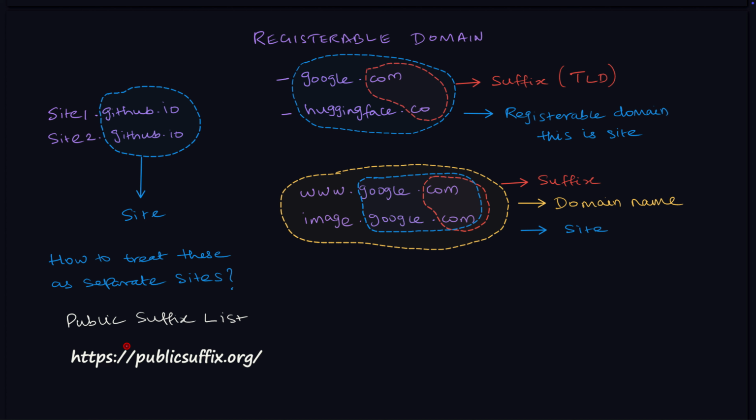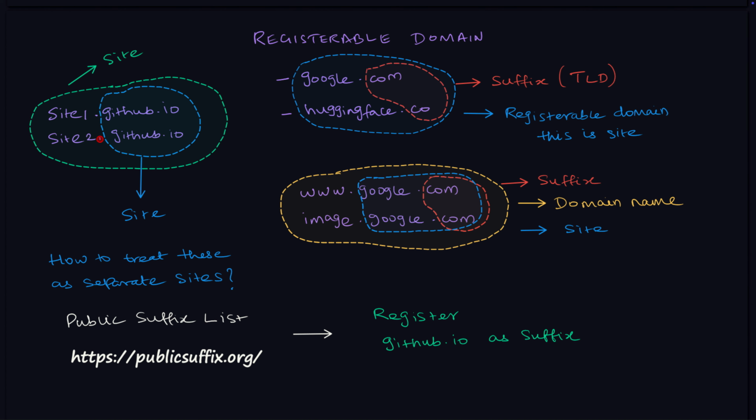We can do it using something called the public suffix list. This is a website where all the public suffixes are listed, and it is used by the browser when working out the site for any domain. So we can go and register github.io as one of the suffixes in that list. Once it is registered, the browser will treat the whole github.io as a suffix rather than just the io part of that particular domain.